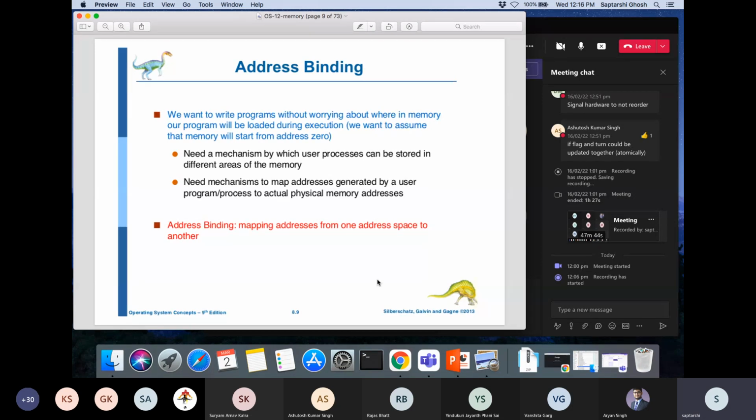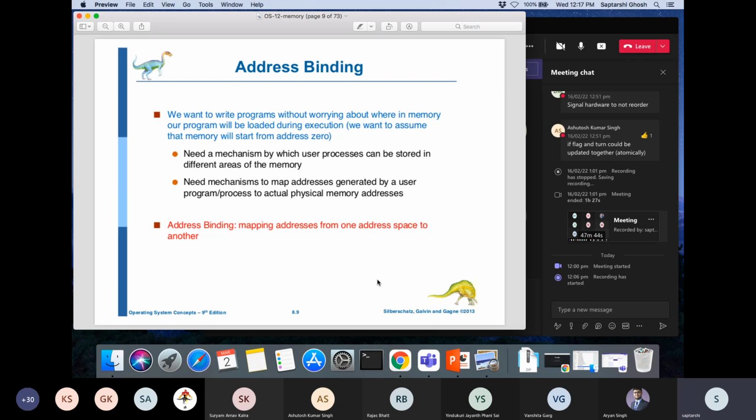So because of these expectations from users, there comes this technique of address binding. Basically, a user wants to write programs without worrying about where in the memory the program will be loaded during execution. We want to assume that memory addresses will start from 0. Now multiple users have these expectations and all their programs should run together. Therefore, there needs to be some mechanism to map the addresses generated by a program to actual physical addresses.